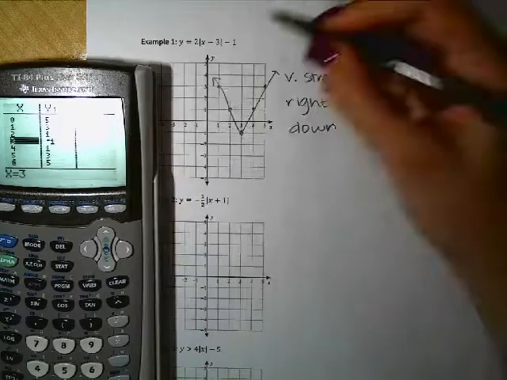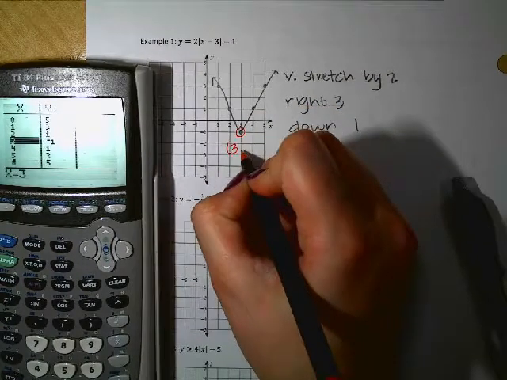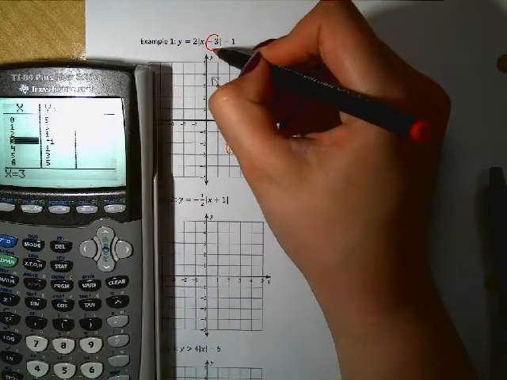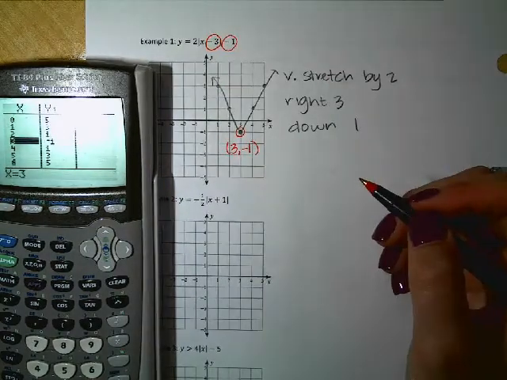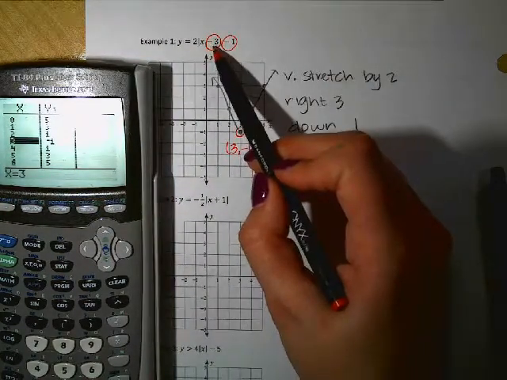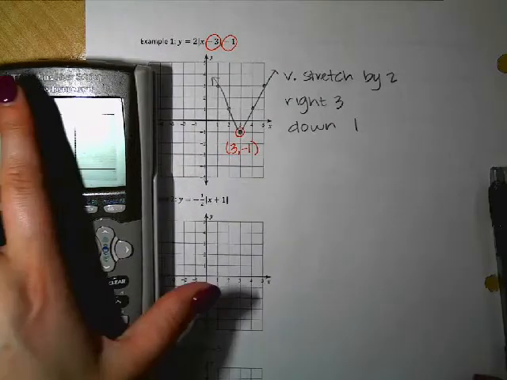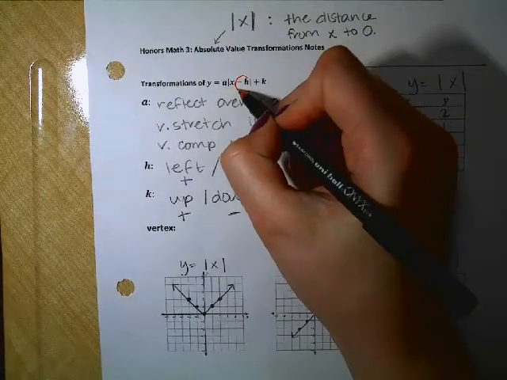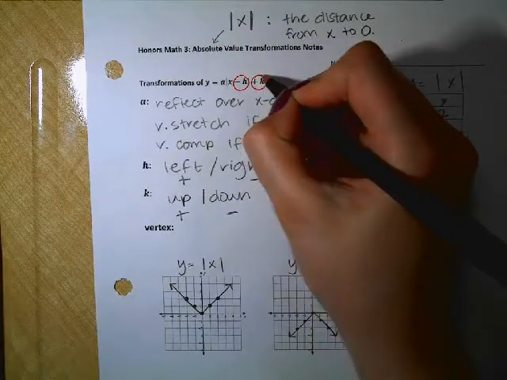And what I want you guys to notice is that this point right here, this vertex, 3, negative 1, you can actually find that in the equation. It's the opposite of the number inside, and it's exactly the same as the number on the end. Okay, so we're going to flip our notes over back to the front, and we're going to add that to those notes. So the vertex is the opposite of the number that was inside, and it's exactly the same as the number that was on the end.